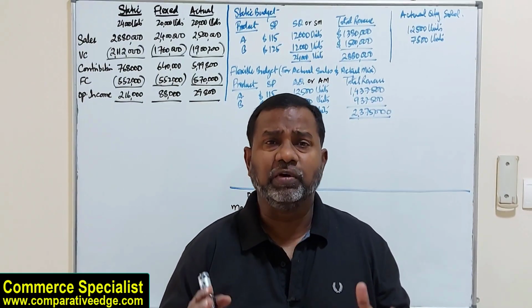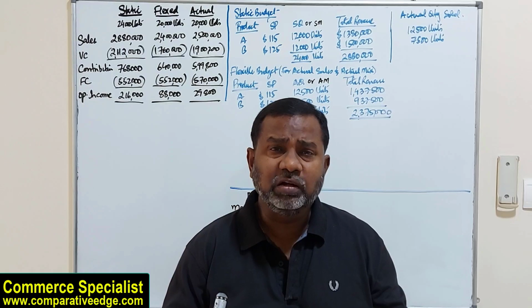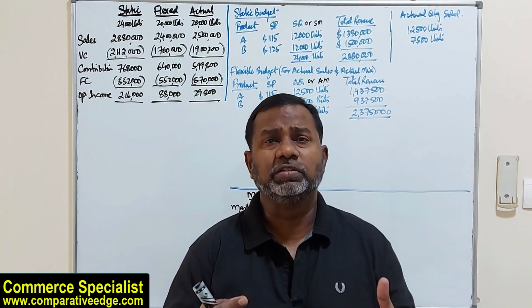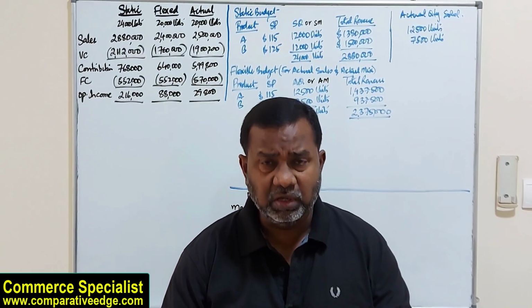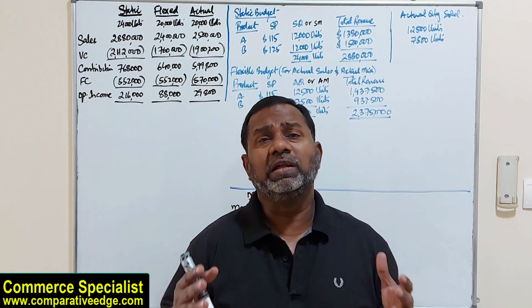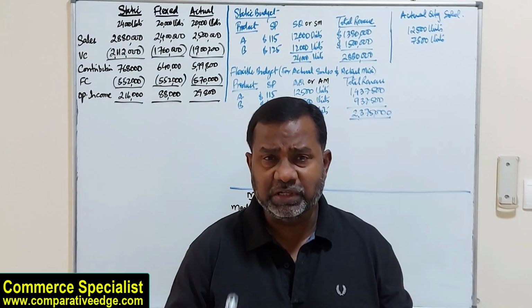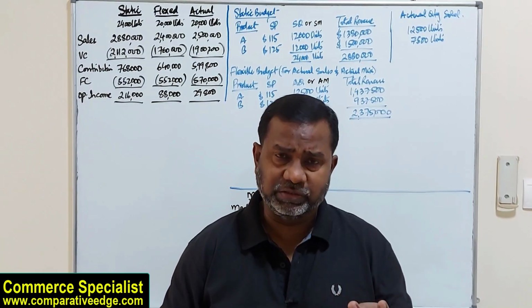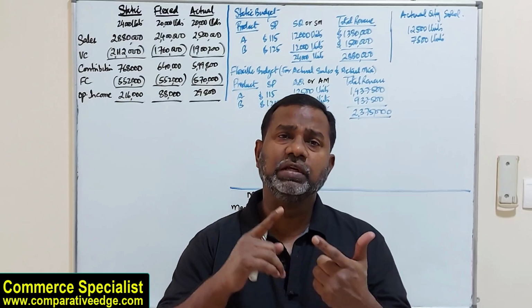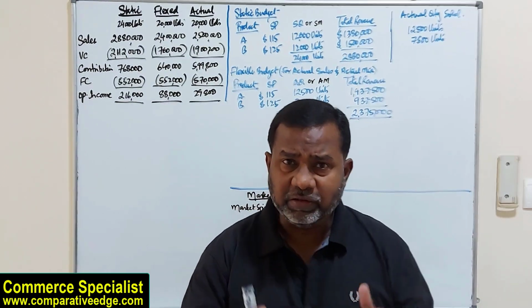So let's talk about sales variances first. Basically, sales variances are very simple, but it depends under what circumstances you are supposed to calculate them. What I mean is what data is given to you. In the simplest form, there are only two variances: sales price variance and sales volume variance. Let's look at their formula.